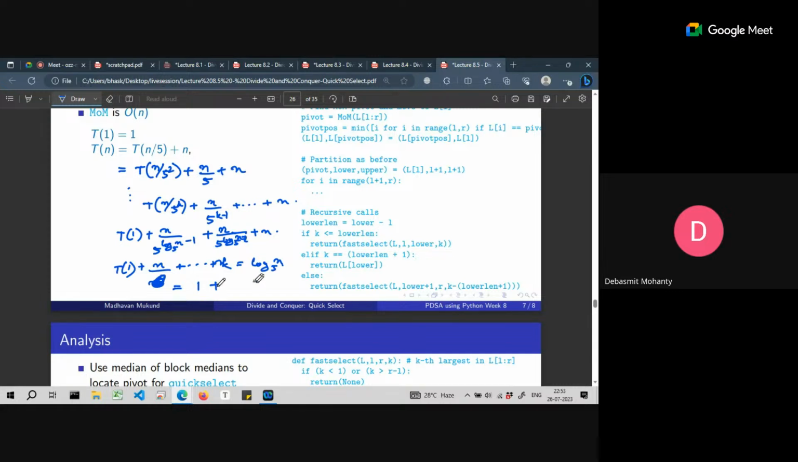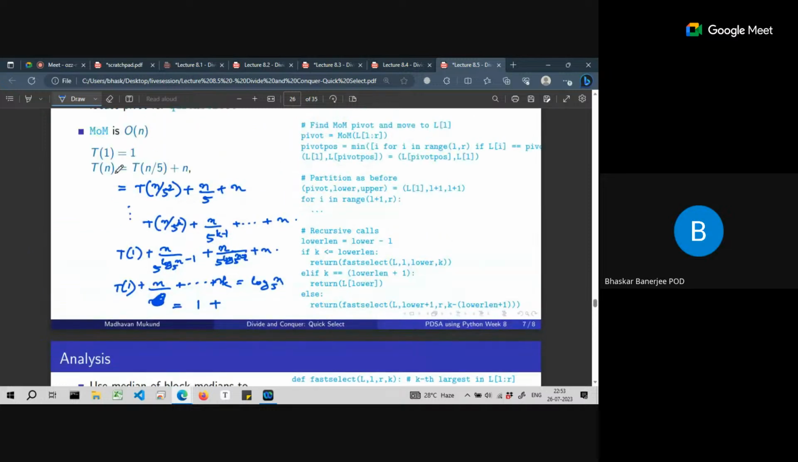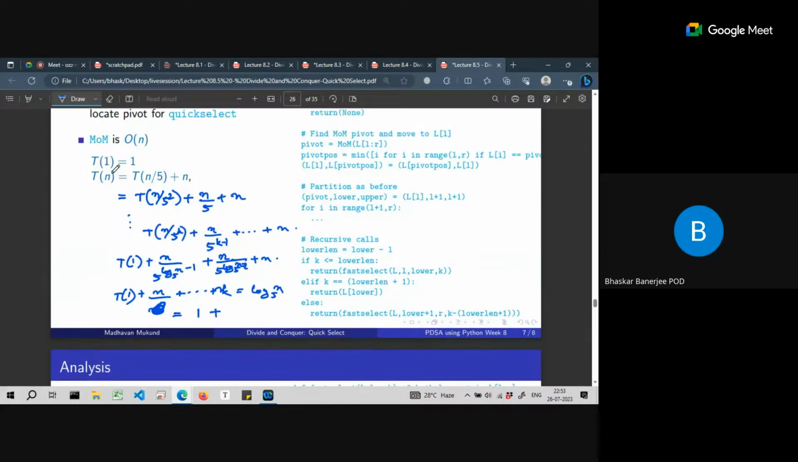Just a second. I think a GP term should come. Did I make a mistake? Okay, 5 to the power k plus n by 5 to the power k minus 1. Sir, all these terms are of n only, no? So the complexity will be n only, no? Because all these terms are n by something, n by something.